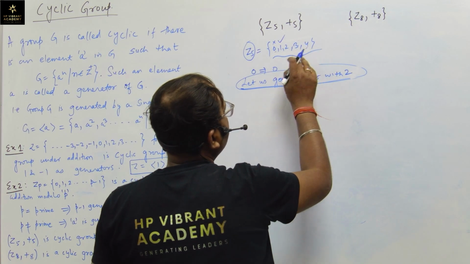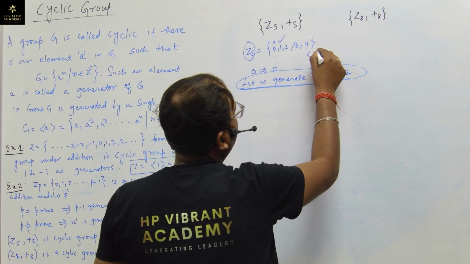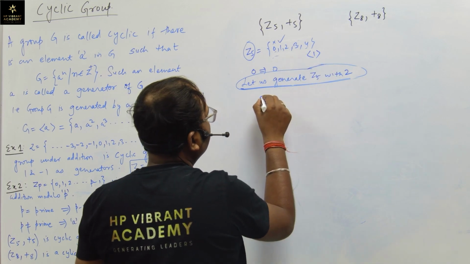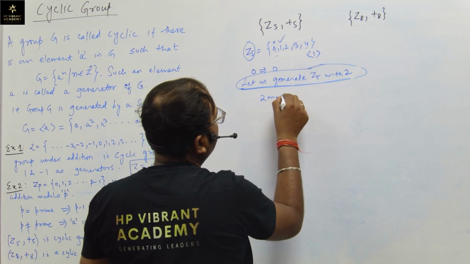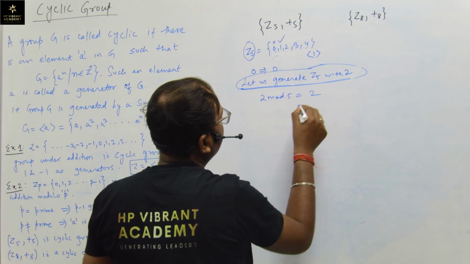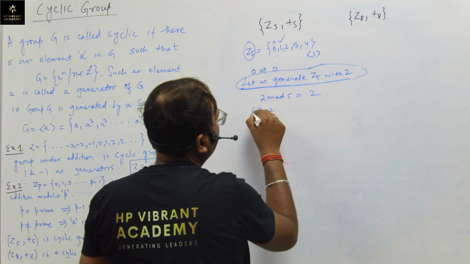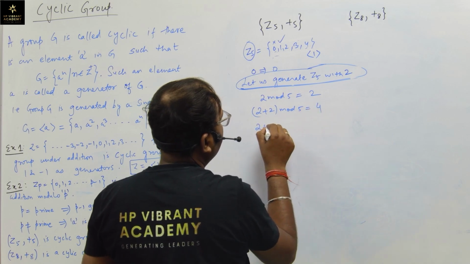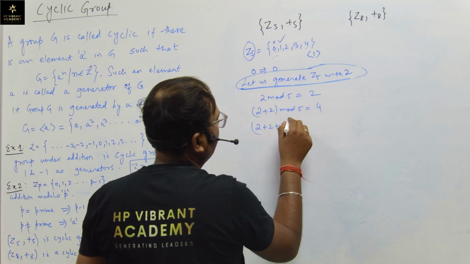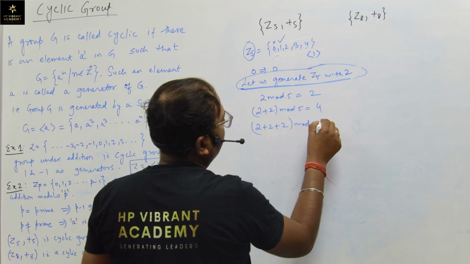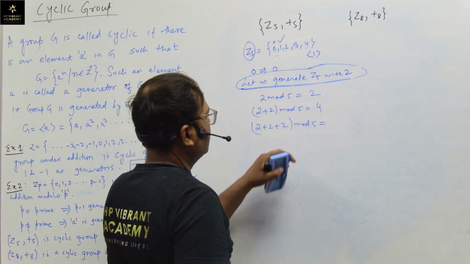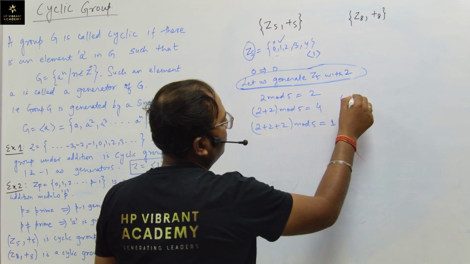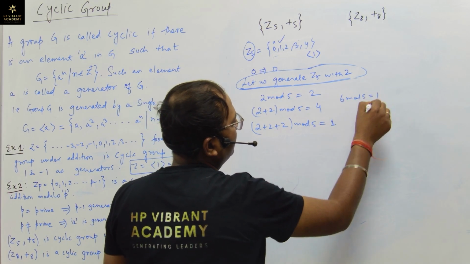Okay, so 1 is our generator. Now let us generate Z5 with 2. So we have 2 mod 5. This is equal to 2. Now we have 2 plus 2 mod 5. This is equal to 4. Now we have 2 plus 2 plus 2, 3 times operation, mod 5. This is 6 mod 5. This means remainder will be 1.